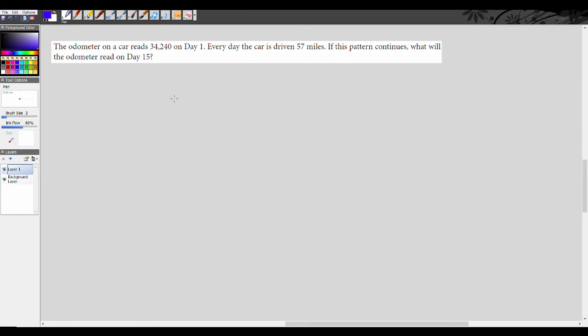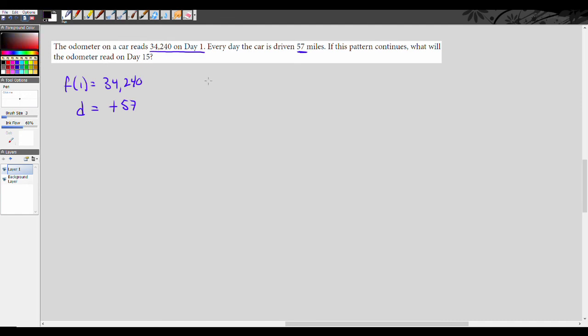So you might think, wait, without a table, without a graph, how am I going to find f of 1 and how am I going to find the common difference? Well, they actually give it to you right here in the question. They tell you the odometer on a car reads 34,240 on day 1. Okay, well, that's my first term. Day 1, 34,240. And then it says every day the car is driven 57 miles. So if the car is driven 57 miles every day, that means every day we're going to add 57 more miles. So that's my common difference, is plus 57.